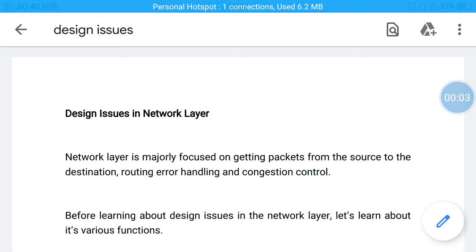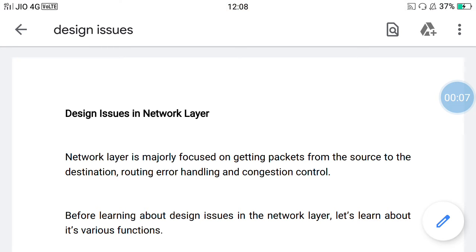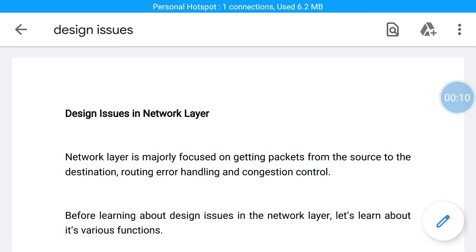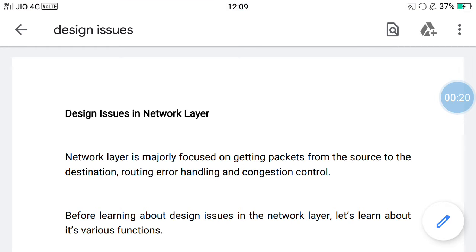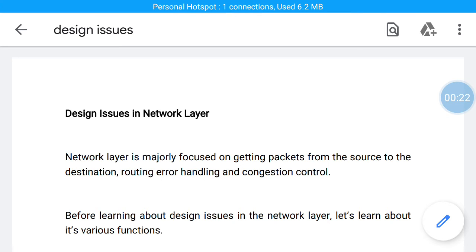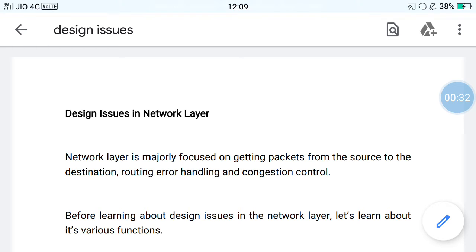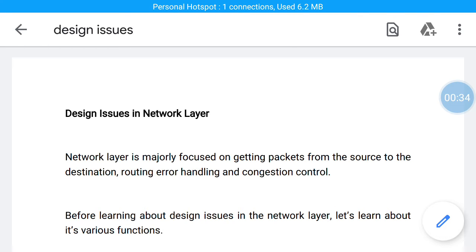Hello everyone. So today we will be discussing design issues in the network layer. The network layer is majorly focused on getting data packets from the source to the destination. A key network layer design issue is to determine how packets are routed from one source to destination.